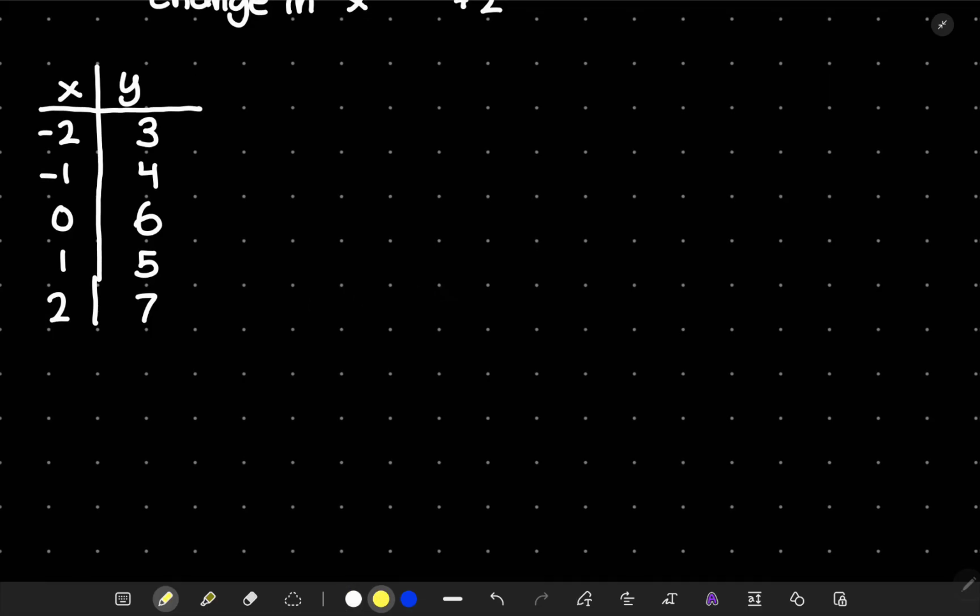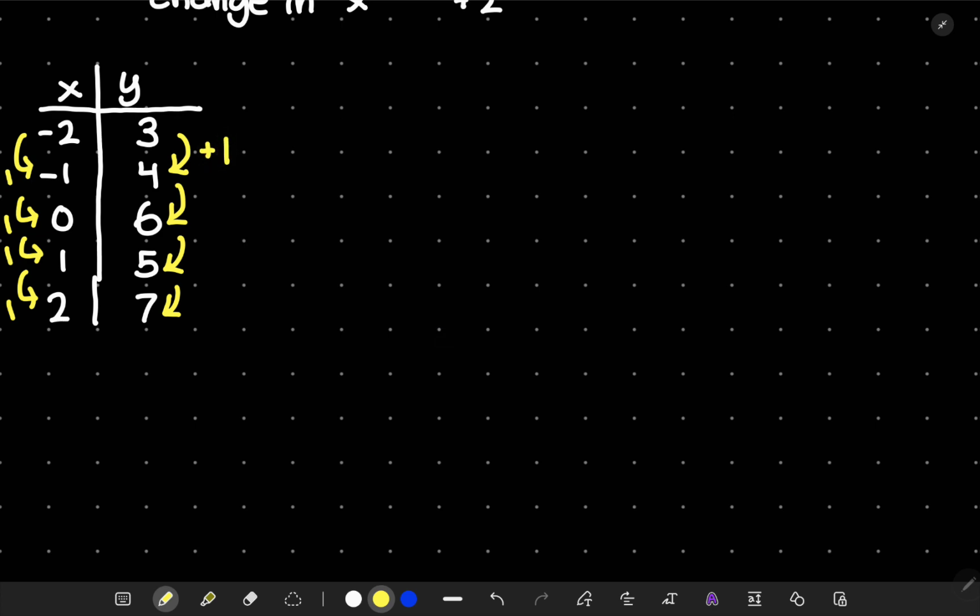I notice that x is changing each time by a particular number. How do I go from 0 to 1? How do I go from 1 to 2? I notice that they're all changing by 1. So I'm going to put 1 on the side, just like this. Well, let's ask ourselves the same thing. How do I go from 3 to 4, 4 to 6, 6 to 5, 5 to 7? Well, how do I go from 3 to 4? I can just change it by 1.